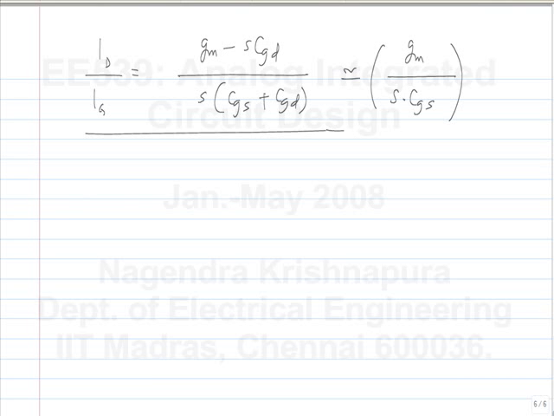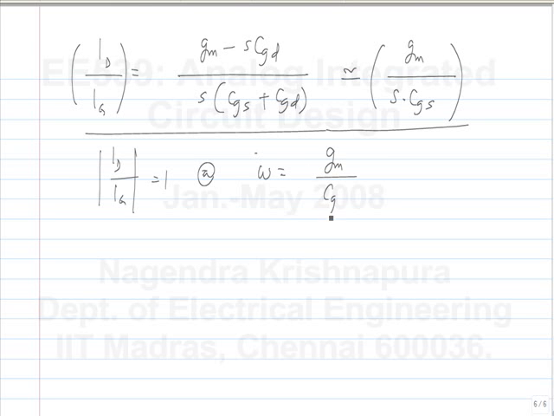So how does GM depend on bias? It increases with the current. So what is GM as a function of VGS? What is the frequency at which the magnitude becomes 1? That is the radian frequency at which. So the FT, which is in hertz, this is the transit frequency or omega t, okay, and FT is GM by 2 pi times CGS. So we can compute FT as a function of the bias condition.